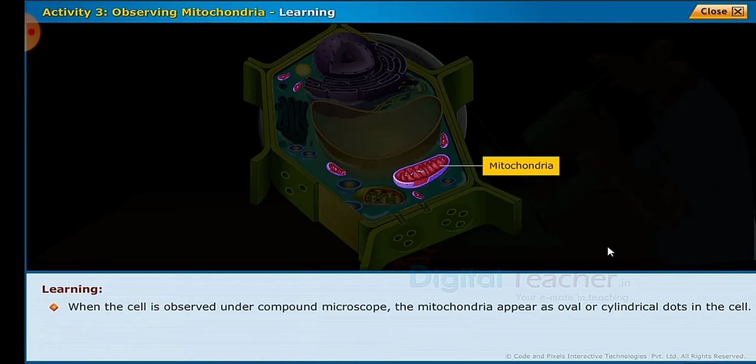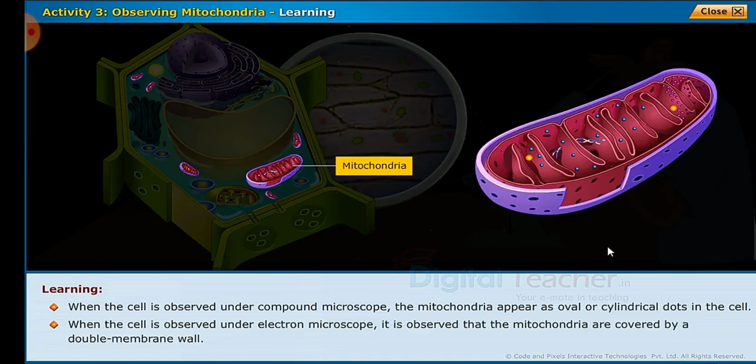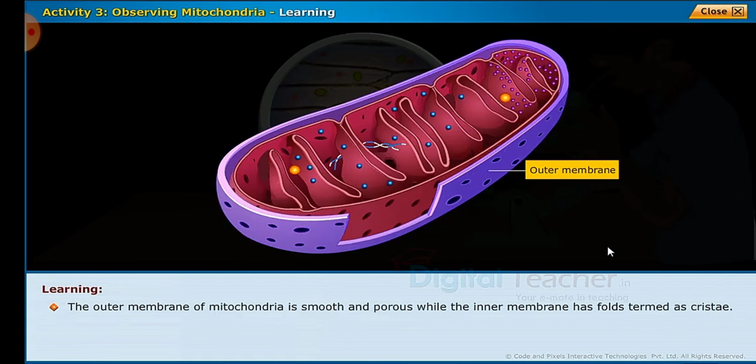When the cell is observed under a compound microscope, the mitochondria appear as oval or cylindrical dots in the cell. When the cell is observed under an electron microscope, it is observed that the mitochondria are covered by a double membrane wall. The outer membrane of mitochondria is smooth and porous, while the inner membrane has folds termed cristae.